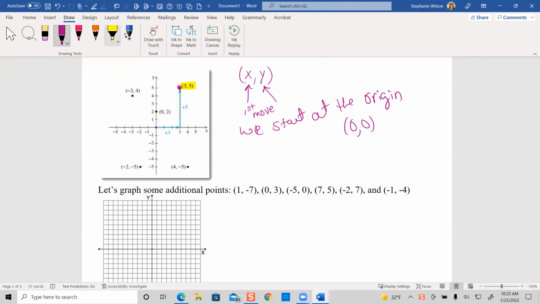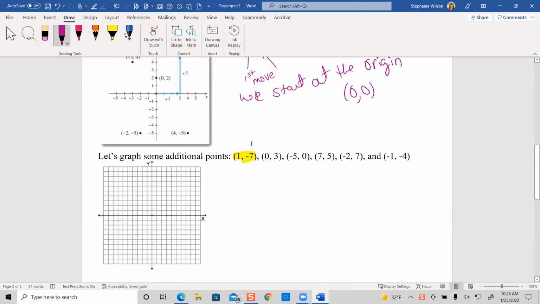Okay, so the first one here is a positive 1 for x and a negative 7 for y. So I'm going to start at 0, 0, the center. I'm going to go over to the right one because it's positive for x. I'm going to go down 7 for y because it's negative. So we're going to go 1, 2, 3, 4, 5, 6, 7. And we're going to plot that right there. I'm going to call it A. And where does that fall? That falls in quadrant 4.